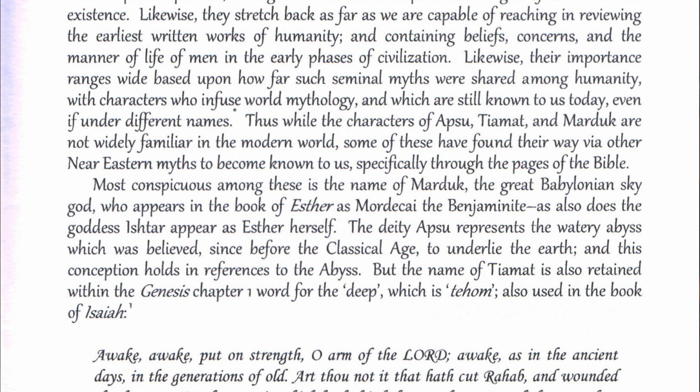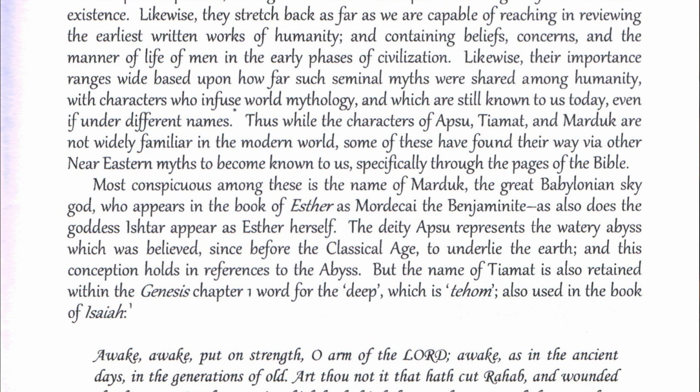Likewise, their importance ranges wide based upon how far such seminal myths were shared among humanity with characters who infuse world mythology and which are still known to us today, even if under different names. Thus, while the characters of Apsu, Tiamat, and Marduk are not widely familiar in the modern world, some of these have found their way via other Near Eastern myths to become known to us specifically through the pages of the Bible. Most conspicuous among these is the name of Marduk, the great Babylonian sky god who appeared in the book of Esther as Mordecai, the Benjaminite, as also does the goddess Ishtar appear as Esther herself.